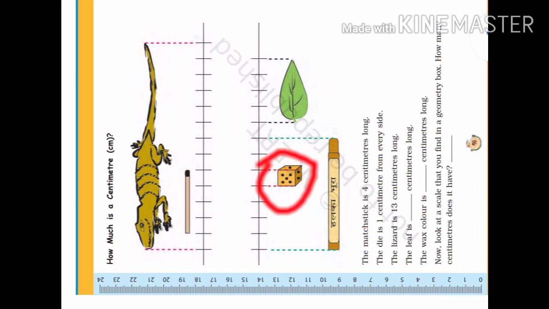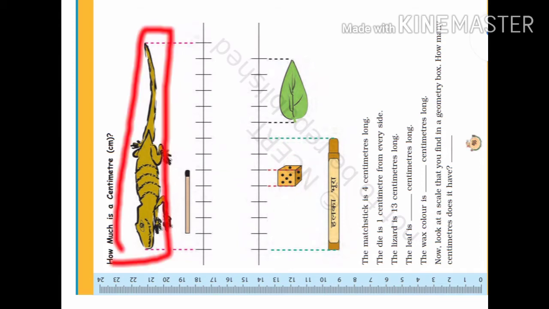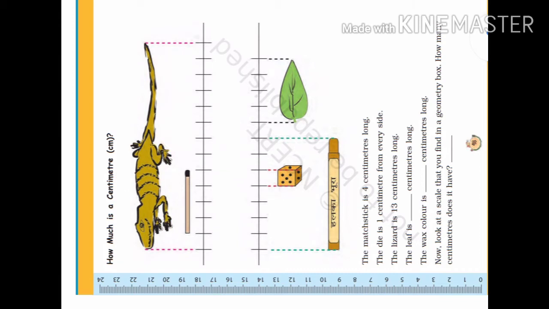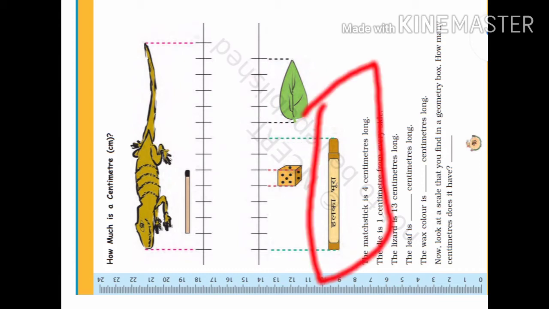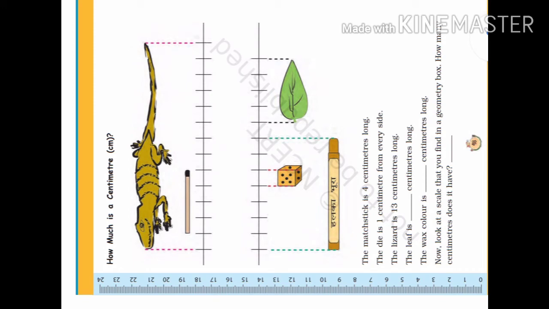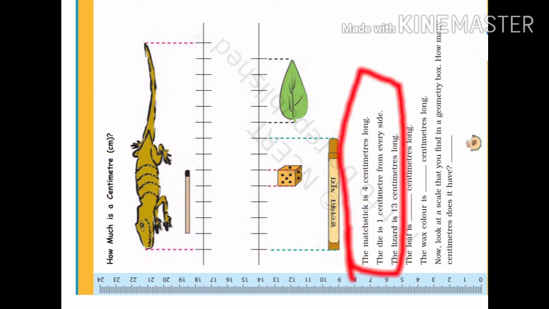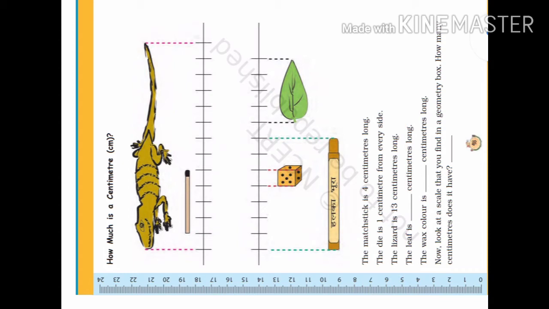The die is 1 centimeter from every side. The lizard is 13 centimeter long. So we have to find the leaf, how much centimeter it is, the wax color, how long it is, and then you have to answer this question. Okay, so they have solved 3 questions here, and then with the help of these 3 questions you can find out that all this division that is here, they are 1 centimeter each.